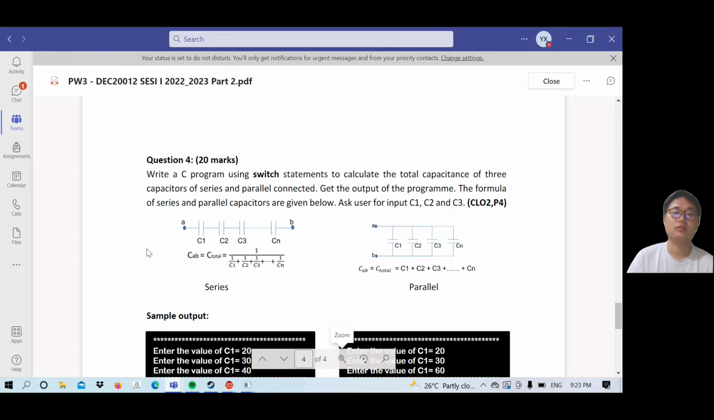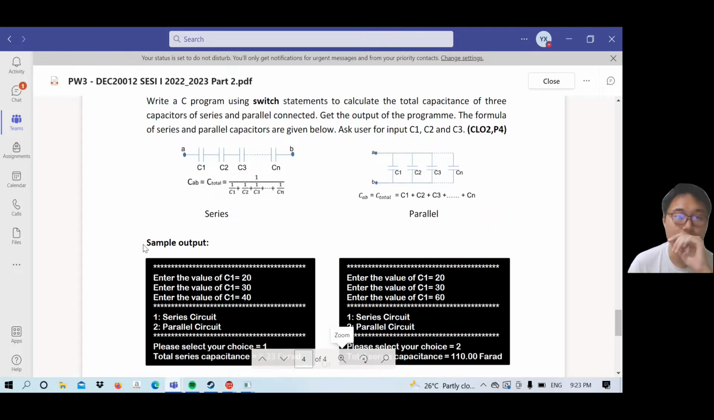In question number 4, I have to write a C program using switch statements to calculate the total capacitance of 3 capacitors connected in series and parallel. Get the output of the program. The formulas of series and parallel capacitors are given below. Ask the user for input C1, C2, and C3.